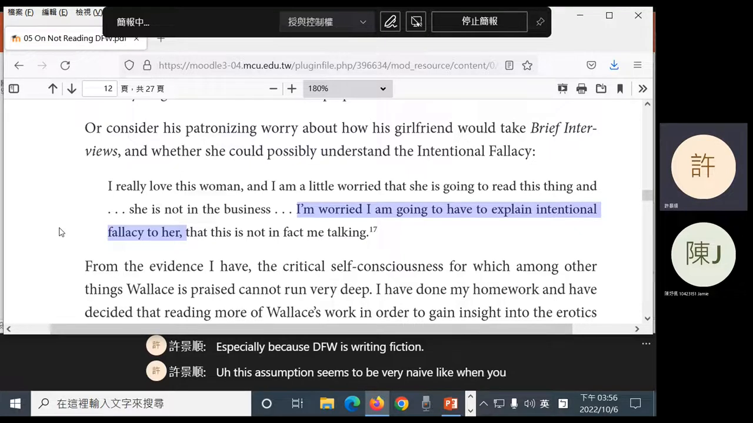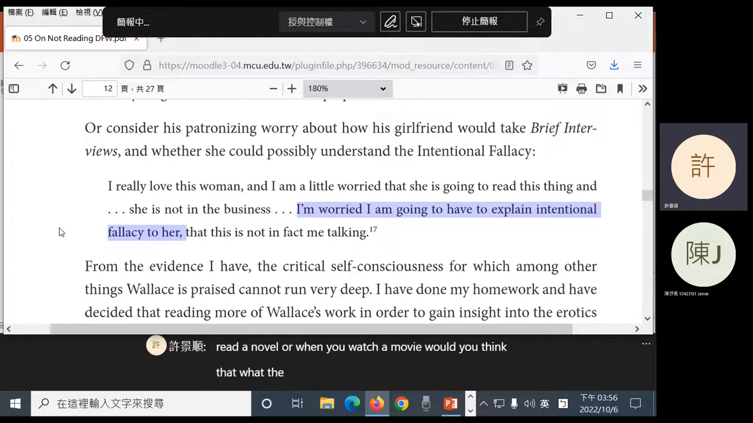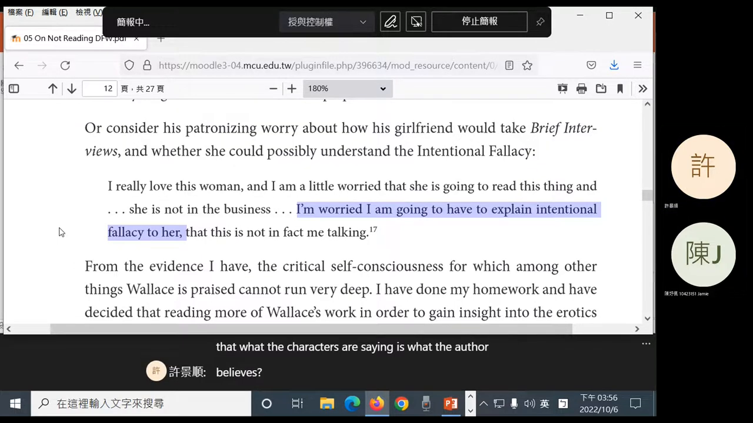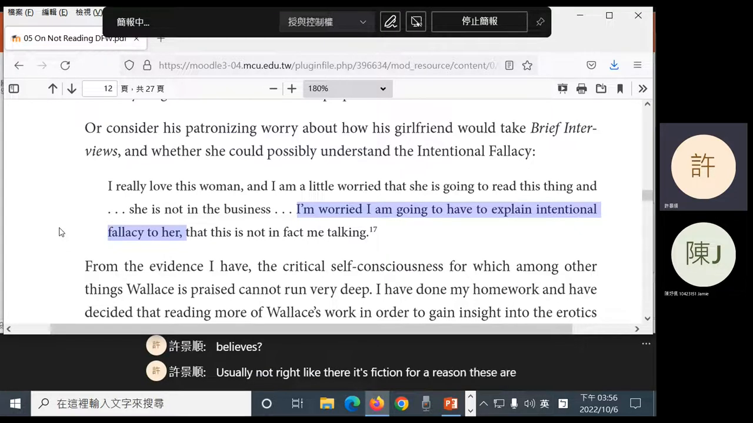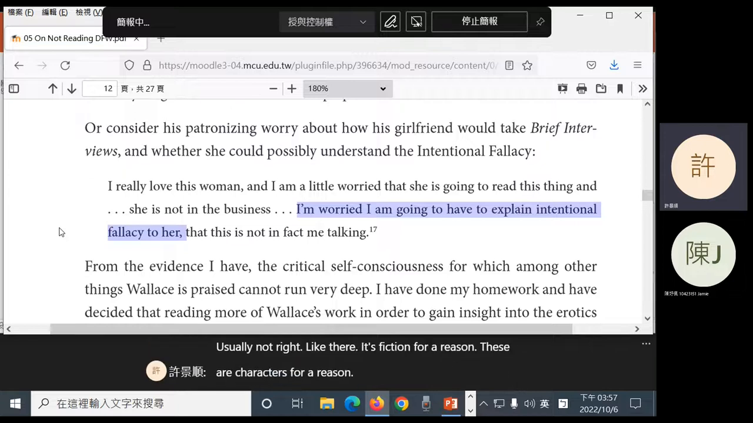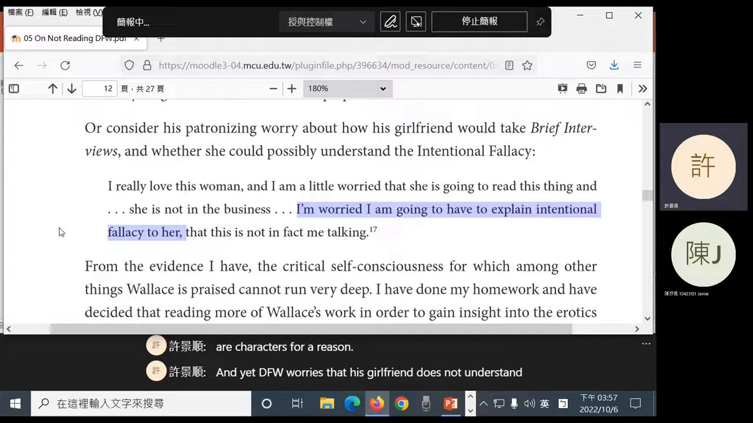Like when you read a novel or when you watch a movie, would you think that what the characters are saying is what the author believes? Usually not, right? It's fiction for a reason. These are characters for a reason. And yet DFW worries that his girlfriend does not understand this.